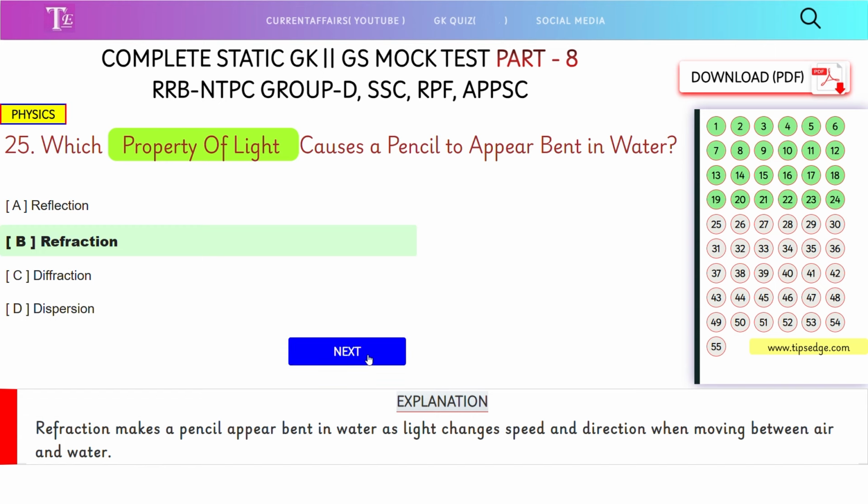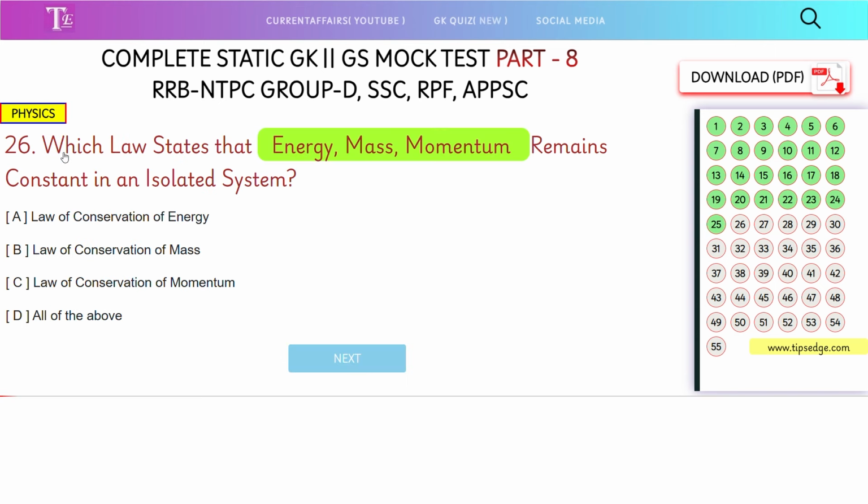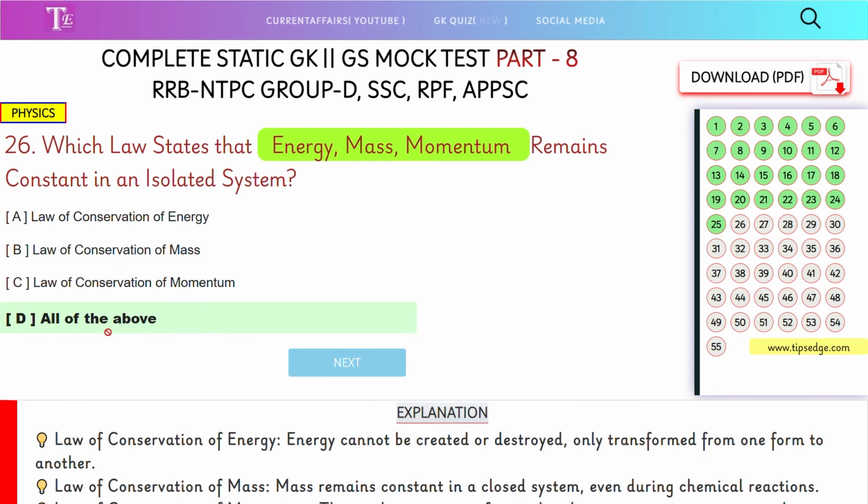Now moving to the 26th question. Which law states that energy, mass, momentum remains constant in an isolated system? Law of conservation of energy, law of conservation of mass, law of conservation of momentum. Answer: all of the above.